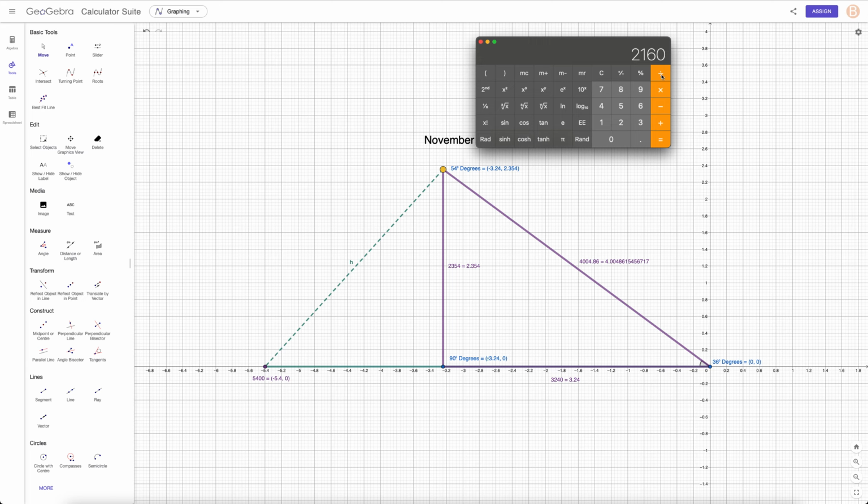All I do then is subtract 2,160 from 5,400. Oh, what am I doing? Sorry, I'm doing this wrong. 5,400 minus 2,160 equals 3,240. So how did I gain the length of my adjacent without the zenith angle?